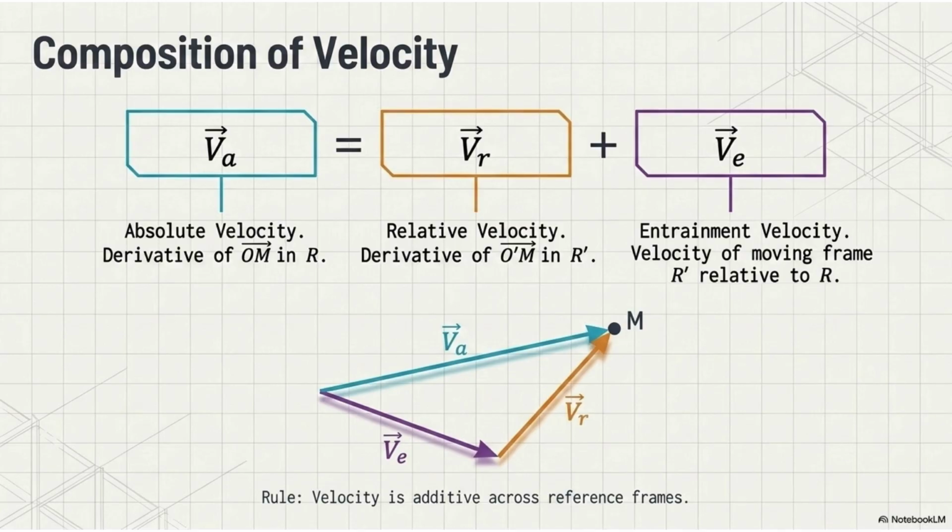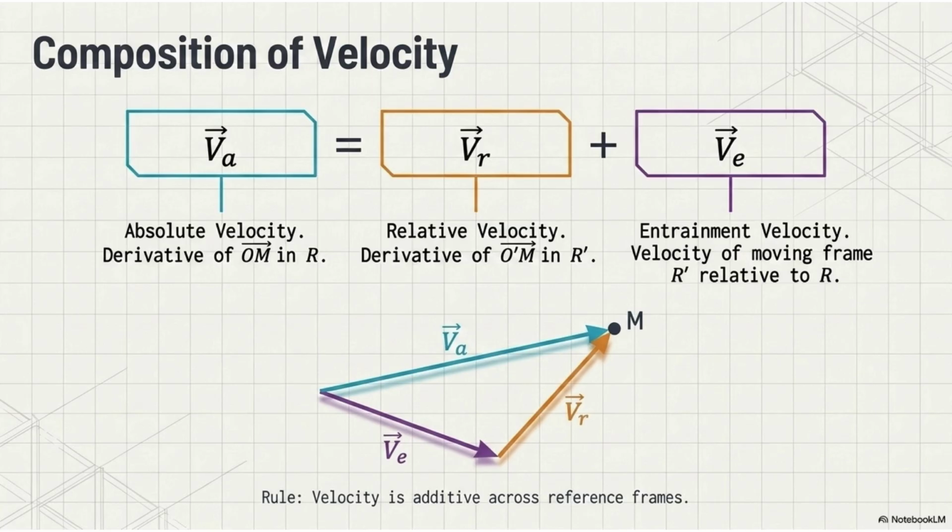We can now establish the fundamental composition law for velocity. The absolute velocity of point M, denoted by V sub A, is equal to the sum of two contributions, V sub A equals V sub R plus V sub E. Here, V sub R is the relative velocity of M as measured in the moving frame R'. The term V sub E is the entrainment velocity, which represents the velocity produced by the motion of the reference frame R' relative to R.